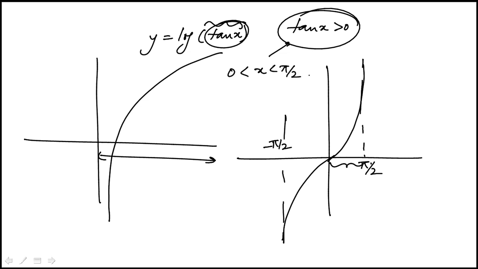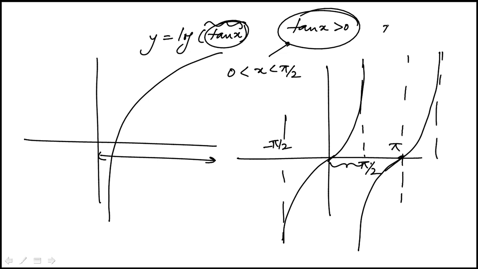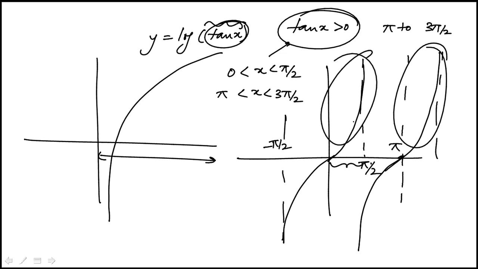Now, tangent is a periodic function, so if you were to draw this out, the next tangent function would be at pi, and again, it would be only this piece from pi to 3 pi over 2. So x could also be between pi and 3 pi over 2, and then this keeps going on both sides. But you're only looking at the piece where the tangent function is positive.